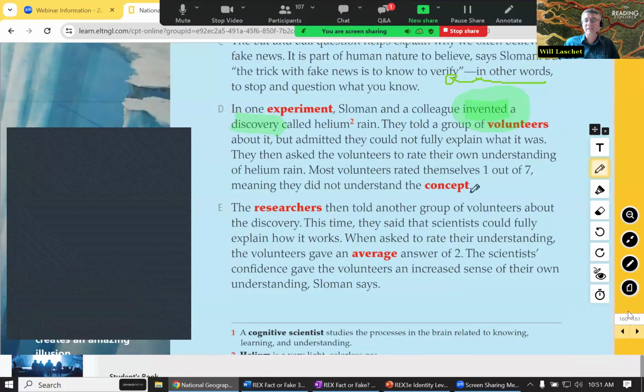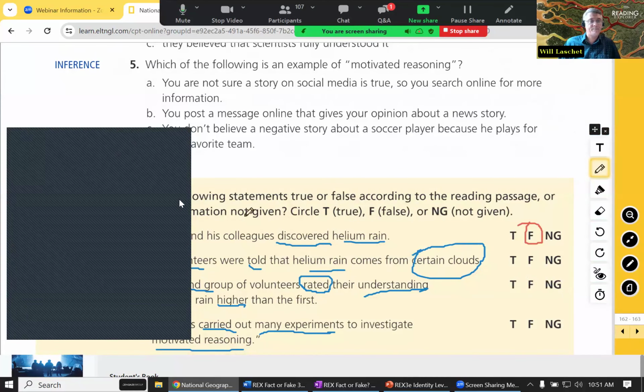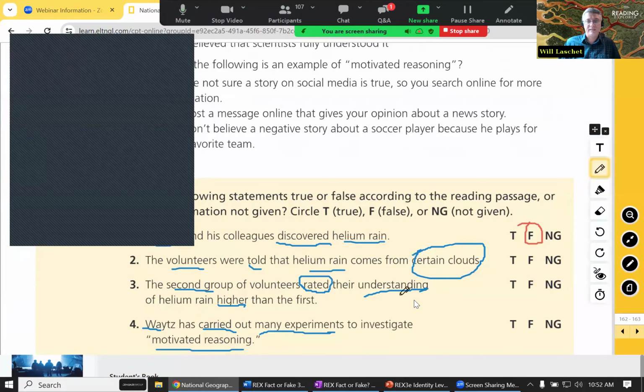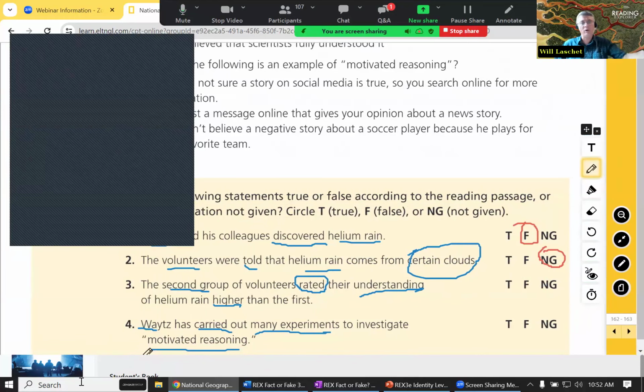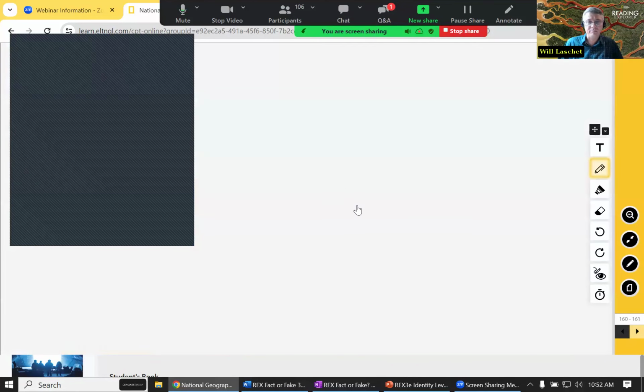So as there's no information at all about clouds, what do we think? There's zero information about clouds, certain clouds. Yeah, this is going to be not given. By certain clouds, it means this cloud and not that cloud, but actually there's no mention of clouds at all. So this one is going to be not given. Remember, we're not implying, we're just going on the facts here. Number 3, the second group of volunteers rated their understanding of helium rain higher than the first. Okay, let's go back to that.